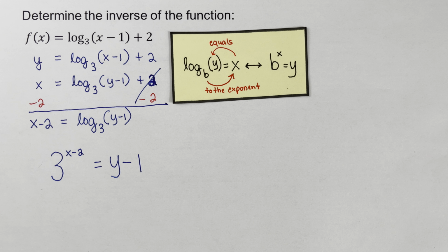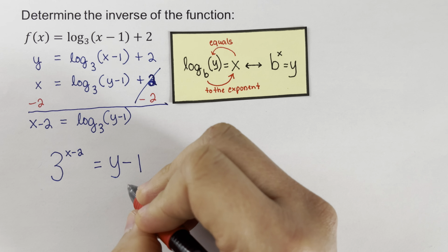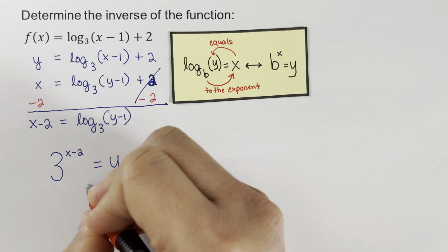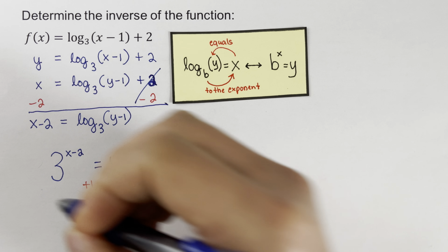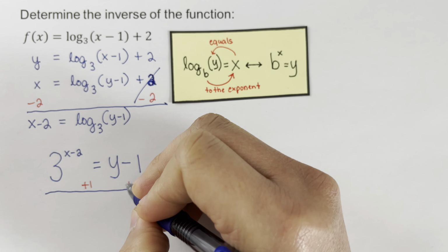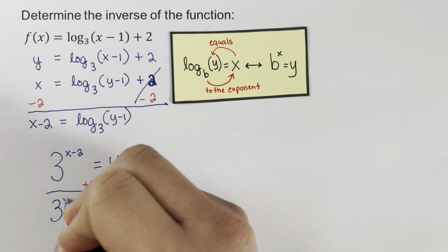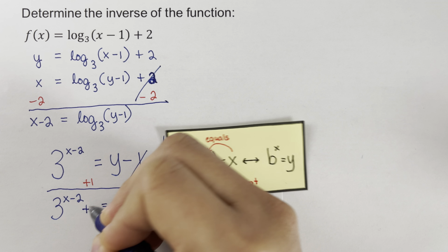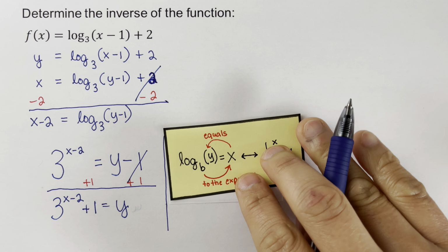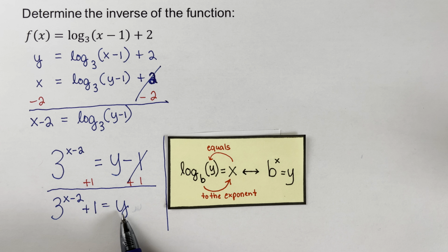So then again, we are supposed to solve for y here since we still have the minus 1. So I'm going to go ahead and say plus 1 and plus 1 to both sides so that I can cross the 1 out. So then we are left with 3 raised to the power x minus 2 plus 1 is equal to y. So we already have isolated y by itself, and that's part of the second step. Now we're ready to move on to the third step.